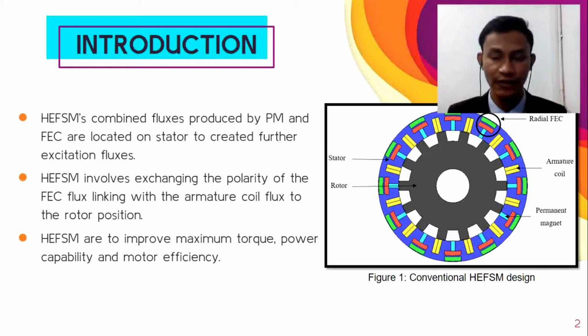For this design, the HEFSM is designed with radial FEC. Basically, the function of the FEC is to give more strength to the flux. The operation of the HEFSM is to exchange the polarity of the FEC flux linked with the armature coil according to the rotor position. The advantage of the HEFSM is that it gives more maximum torque, power, and a more efficient motor.